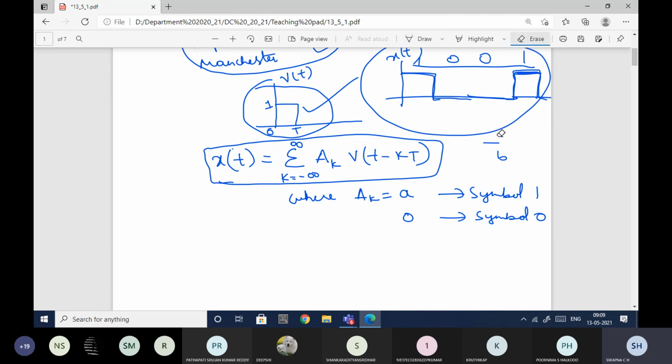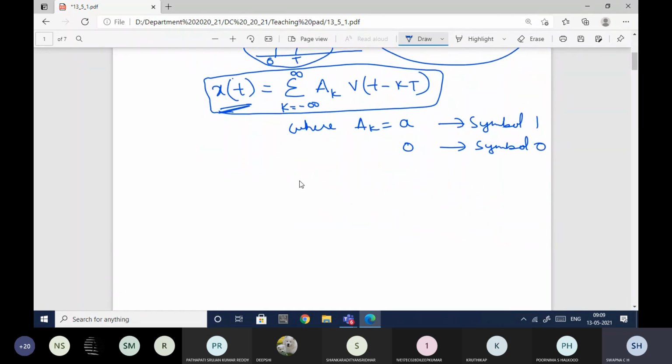This is a generalized equation which I have written, from 0 to t I have the pulse. So that is the reason V of t minus kt. So this is the shifted version of this signal V of t. And we are representing the complete signal as x of t. So here we need to calculate the power spectral density of this signal x of t, whatever x of t I have.